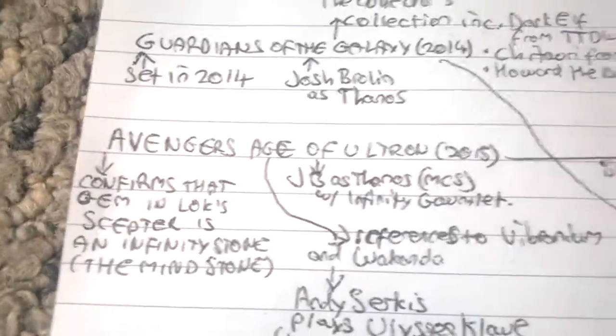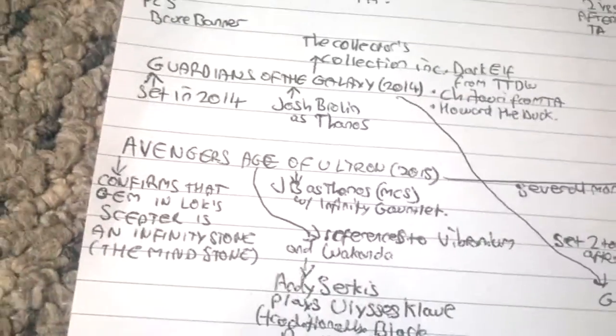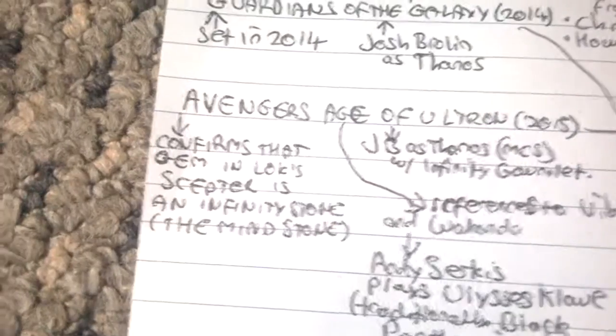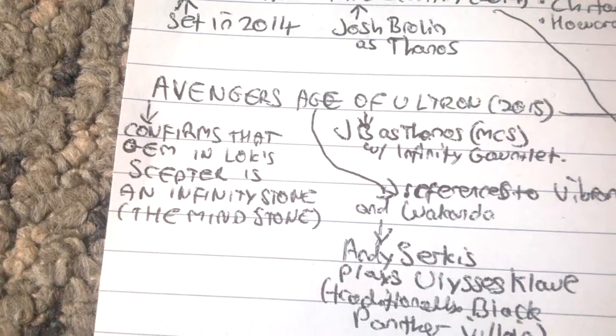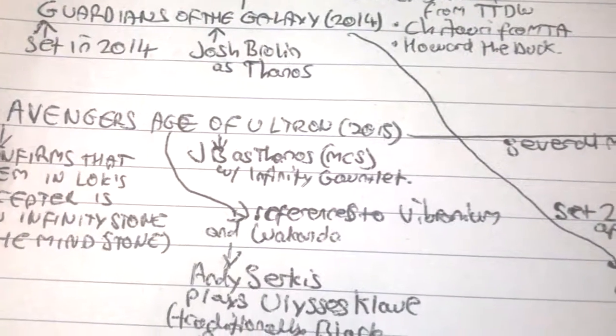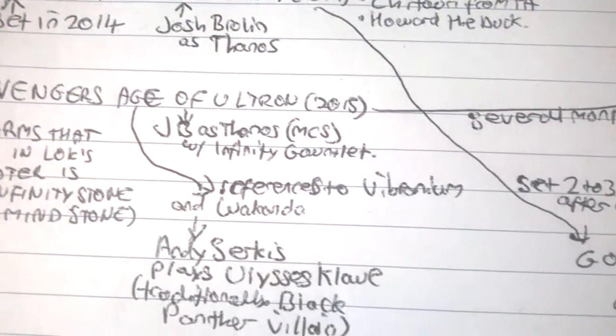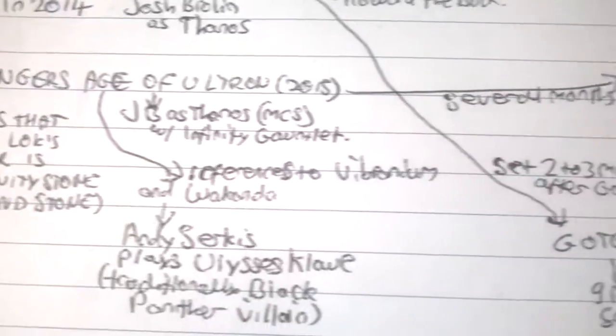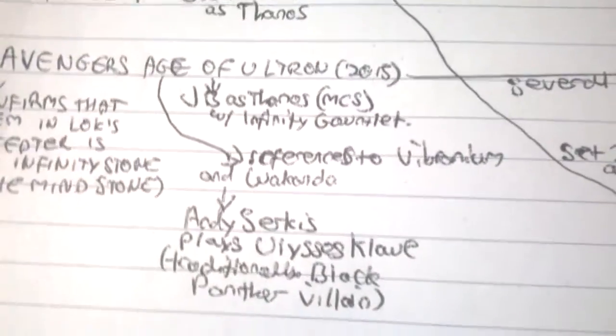Then there's Avengers Age of Ultron, which came out 2015. It confirms that the gem in Loki's scepter is an Infinity Stone, specifically the Mind Stone. Josh Brolin as Thanos in the mid-credit scene with an Infinity Gauntlet. References to Vibranium and Wakanda, which is Black Panther stuff, you know.